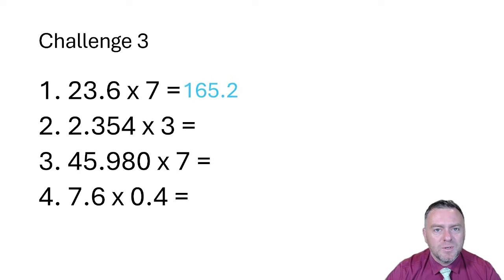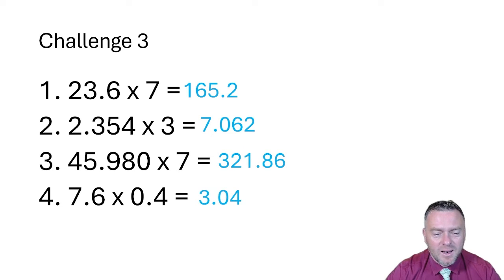Cool. So for the first one, you should have got 165.2. The next one, you should have got 7.062. The next one, 321.86. And the last one, 3.04. Now, all these numbers seem pretty reasonable. So what I usually do is I just look at the integer parts, and see roughly if they make sense. So 2 times 3 is 6. Is 6 close to 7? Yeah. It's got a little bit more on the tail, so that's why it's close-ish to that. So you should never get these wrong if you just quickly have a little look at the front.